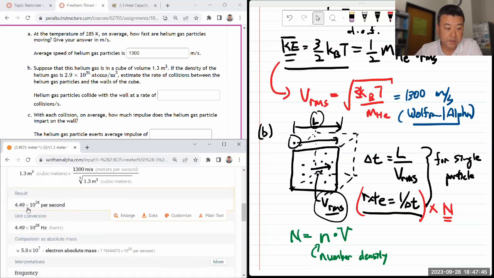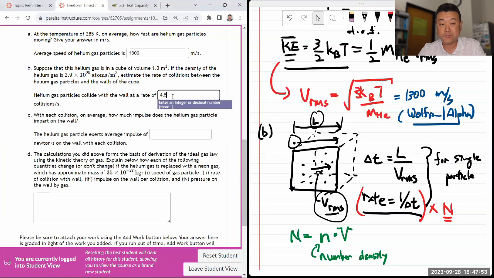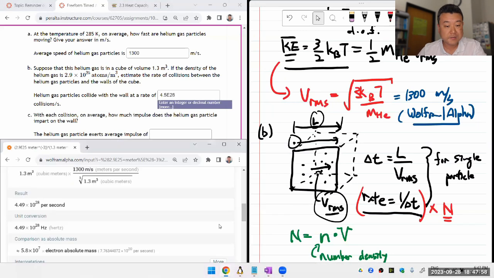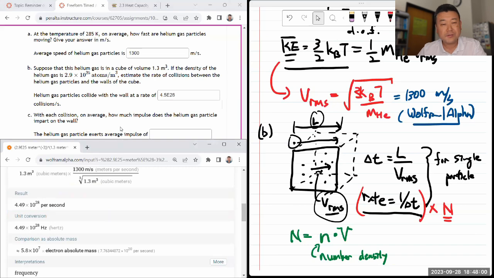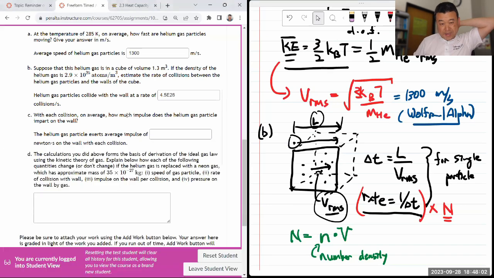Yeah, something per second. This seems high, 4.44, so 4.5 times 10 to the 28 per second. Yeah, I guess that's right. I don't know. With these really microscopic numbers, I don't have a good number sense. It's at least not 10 to the minus 28. So I think that's fine.